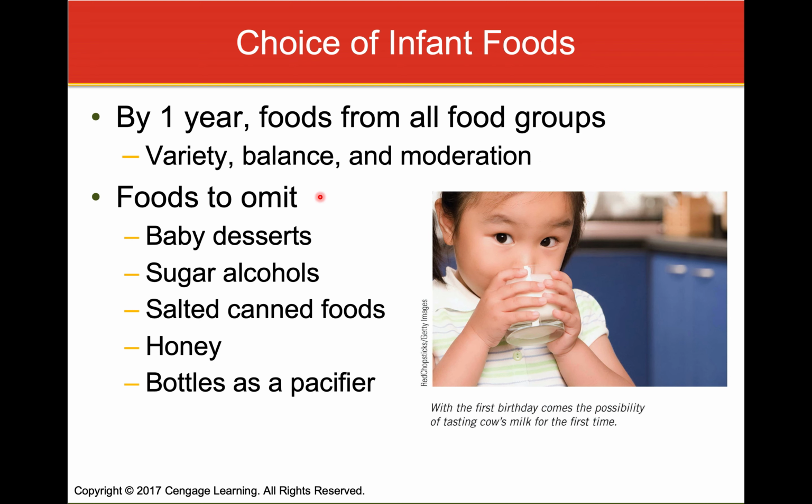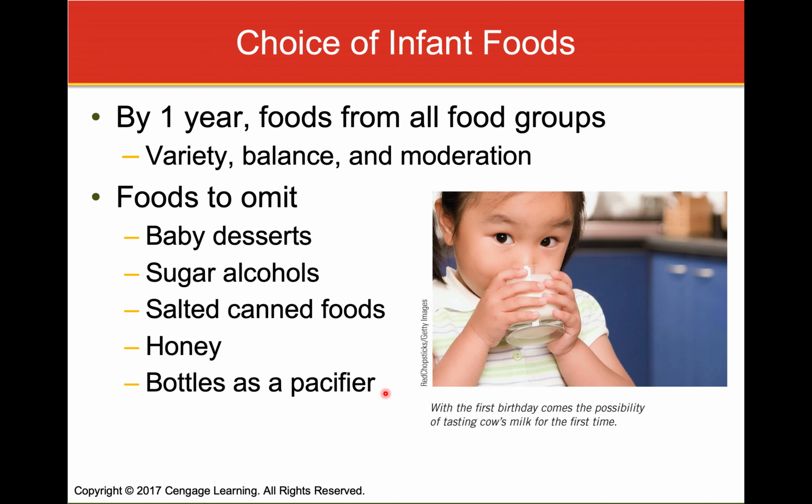Things that should be omitted or avoided in the diet of an infant include baby desserts, sugar alcohols, an example being sorbitol, which can lead to GI stress and diarrhea, salted canned foods, honey, and bottles as a pacifier.